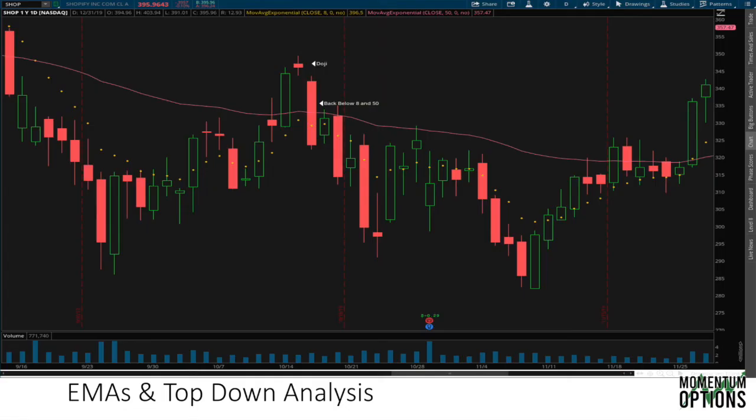So here's an example on Shopify. As you can see, the 8 is below the 50. The price tried to get above the 8 and the 50 where I have that doji marked, but couldn't do it. 8 stayed below the 50. Price got back below the 50 and the 8 shortly after that doji.